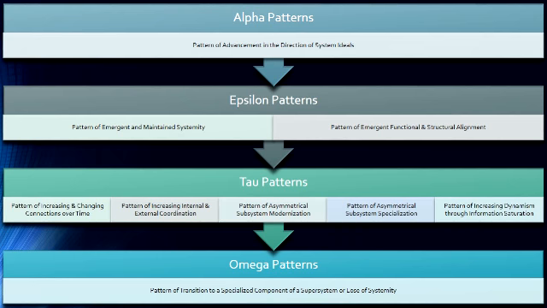The point here, though, is that we're going to talk about the alpha pattern, which is the pattern of advancement in the direction of system ideals. On this chart, that's the first one. It is the alpha pattern. It is a pattern that is predominant in information technology systems, and you'll see why in a second. Let me go to the next slide.